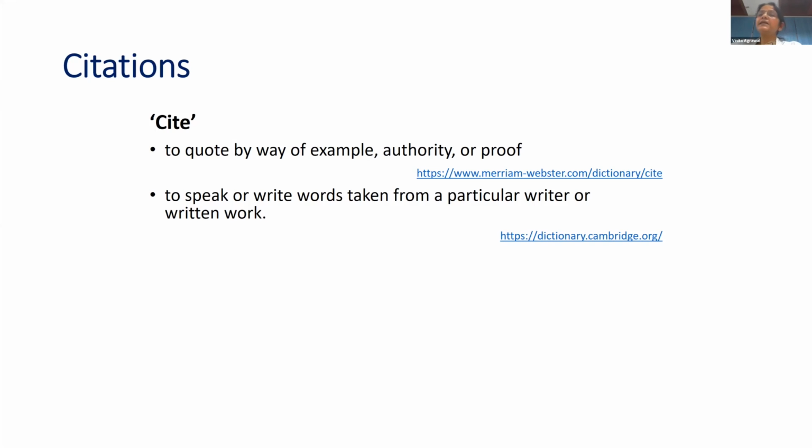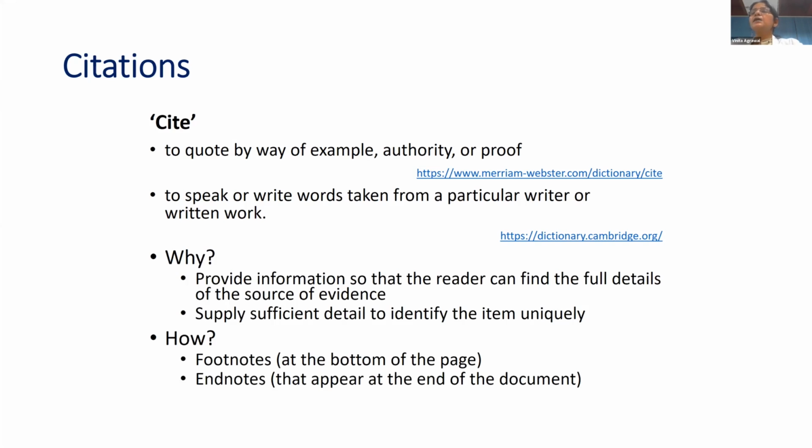So basically citation is very important because you want to document where this has come from when you are trying to say something. So why do we need it? Basically, we want to tell the reader where this information has come from, and also the authenticity of the information that you are providing. How do you cite it?